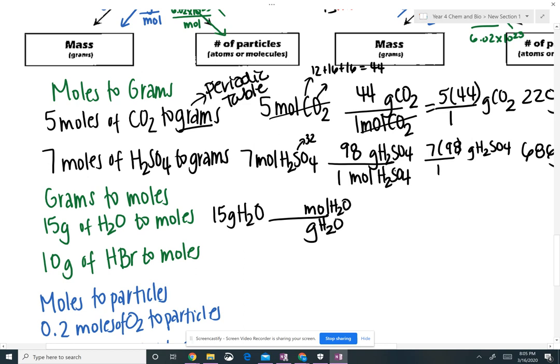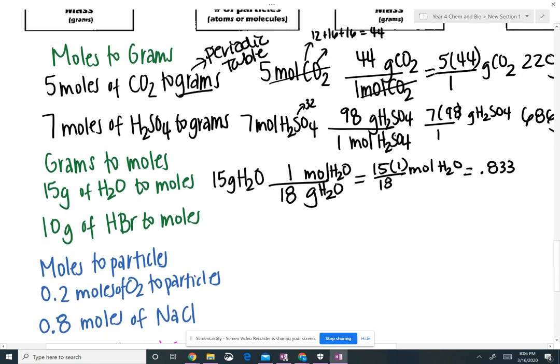So if I look that up, I have 16 for oxygen and 2 for hydrogen, so I should get 18 grams is 1 mole. In this case, I have 15 times 1 divided by 18 to give me my moles of H2O. If you go 15 divided by 18, you get 0.833, and that is what you should get on there.